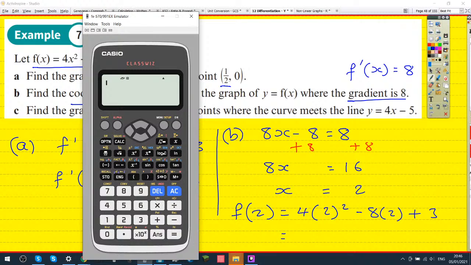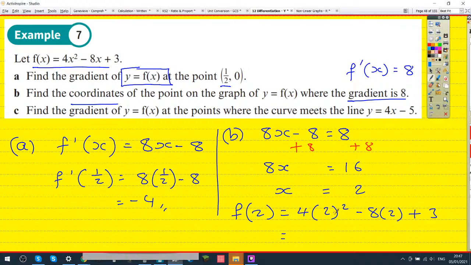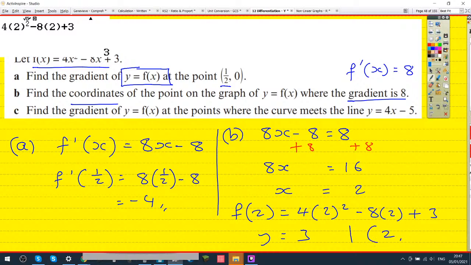So would you do indices first? I'd put the whole thing in the calculator. Because there's no extra marks for... There's not? No. This is showing your working out, essentially. Okay. And so that is 3. And so the coordinates of where the gradient is 8? 2, 3. Well done. X is 2, y is 3. Great. I'll come back to part C later, I think.